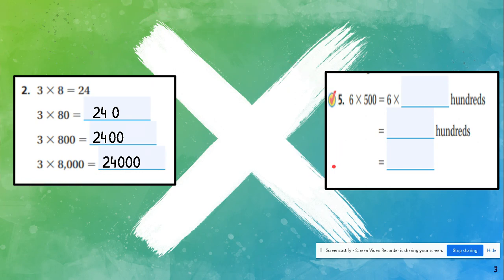Now, number 5. 6 times 500. So it's the same thing as saying 6 times 5 hundreds. So let's just see what 6 times 5 is. 30. 30 hundreds. So 6 times 5 is 30. And how many zeros do I add at the end? 2 more. The 30 and then the 2 more zeros.